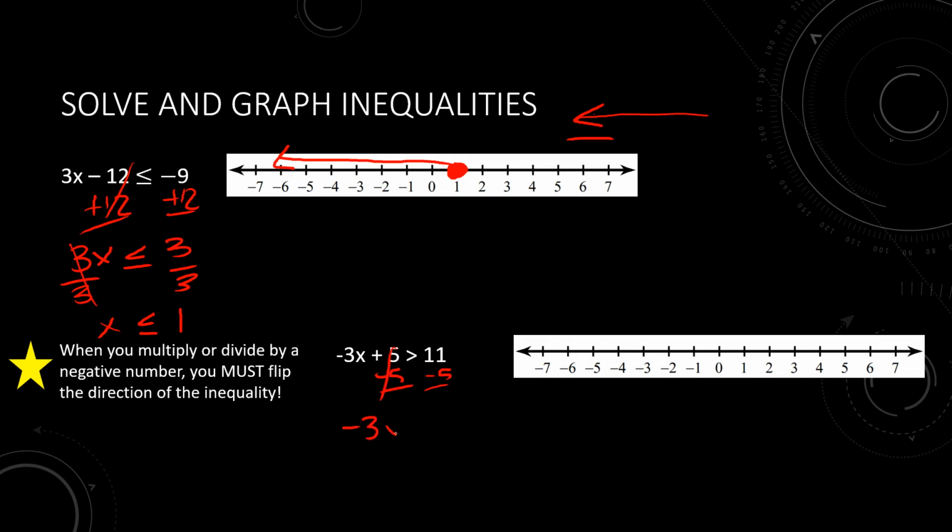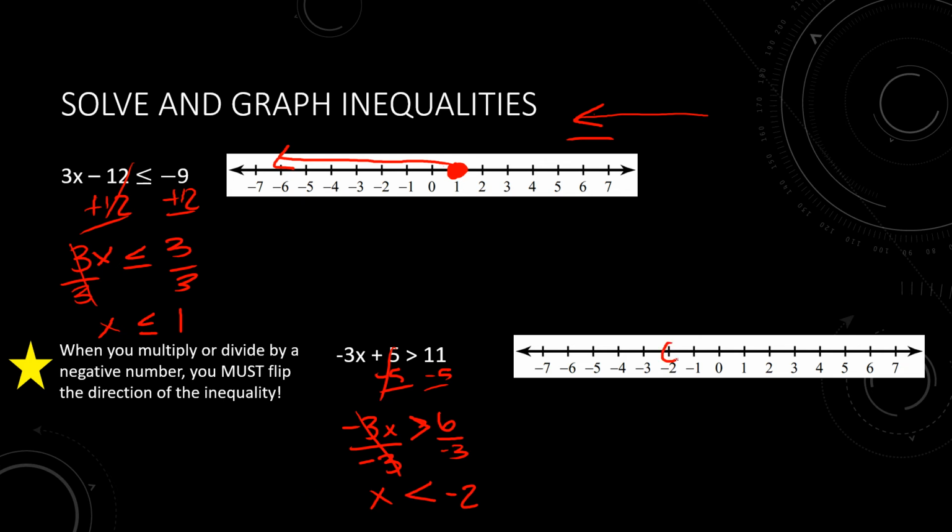And I have this negative 3x is greater than 6. Now, notice how this 3 is negative. So when I divide both sides by negative 3, my inequality sign is going to flip directions. Okay, so before it was facing the right, now it's facing the left.